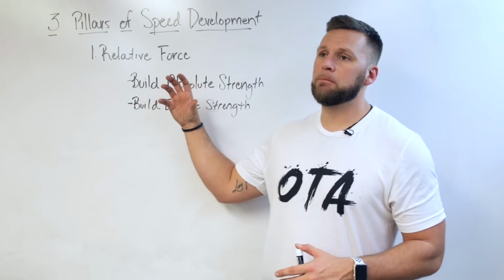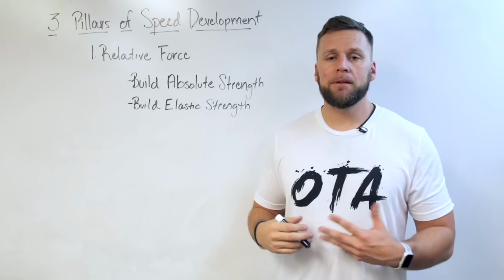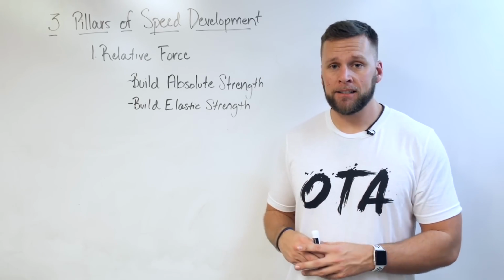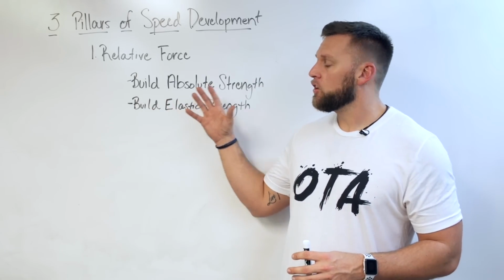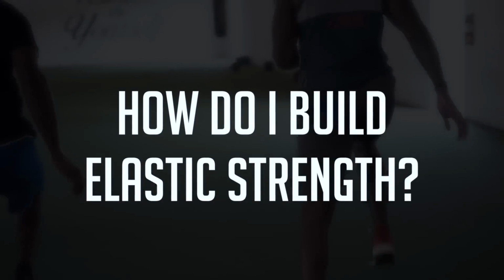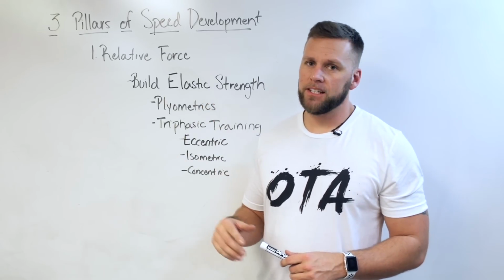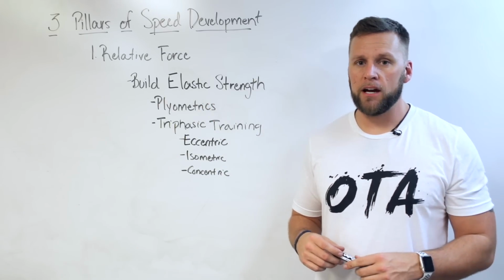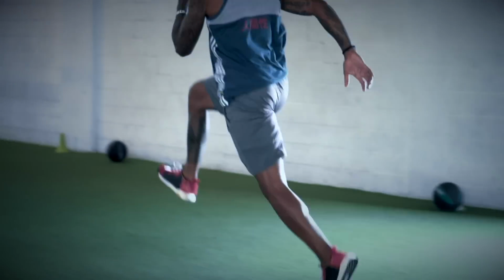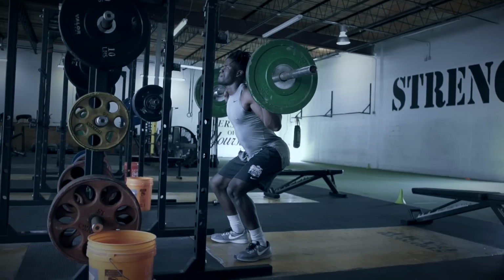Once I know I've established that, I want to transfer a lot of that absolute strength. So simultaneously, I'm actually building their elastic strength as well. Now, to build that elastic strength, we're going to focus on 2 areas or 2 modalities. One will be your plyometrics or your jump training, and number 2 will be triphasic training.